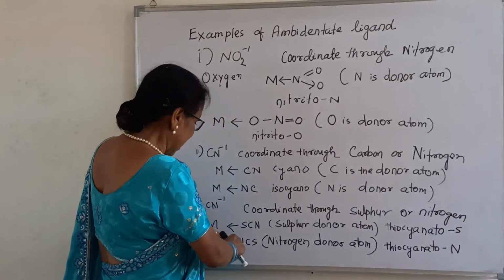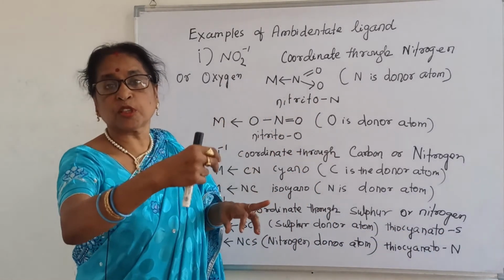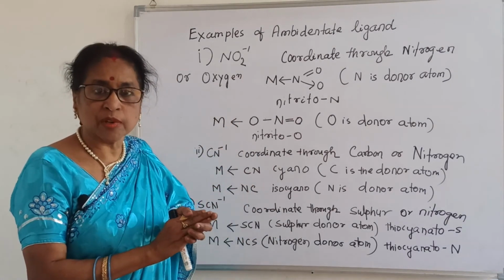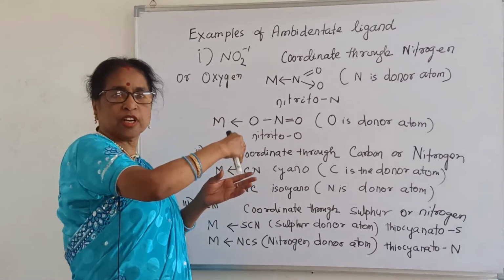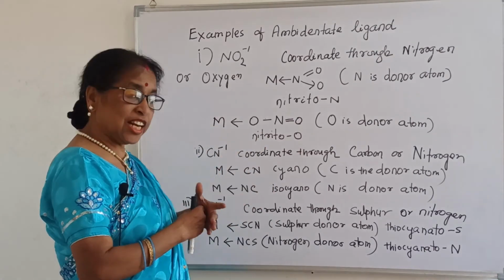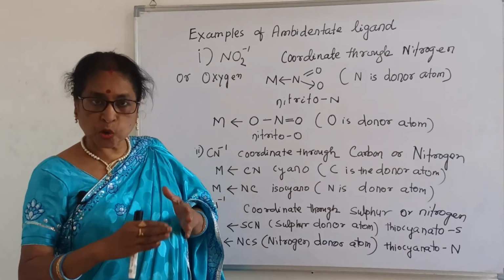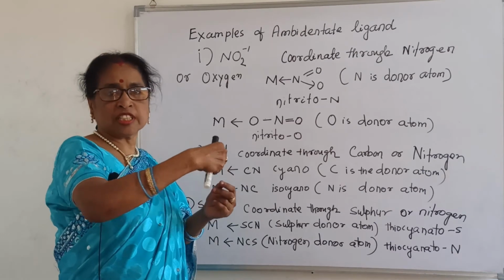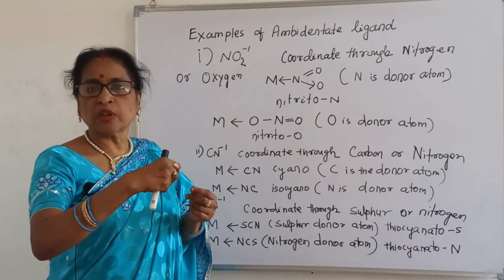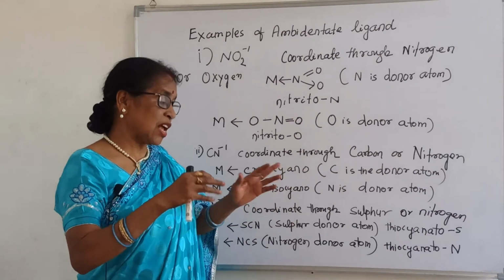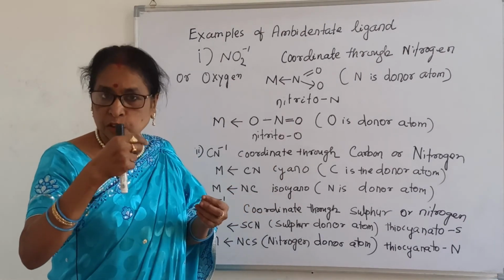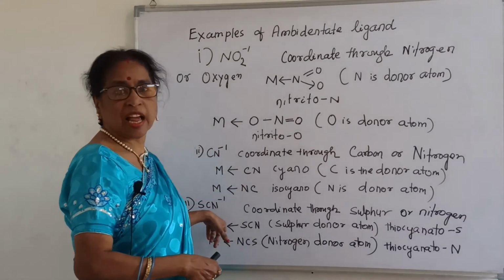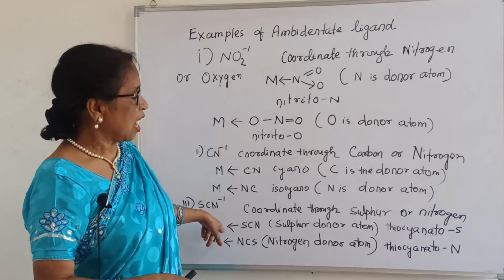And here NCS, then N is bound to the central metal atom. Then nitrogen is the donor atom. Nitrogen gives an electron pair to the central metal atom. What is the name? Thiocyanato N. What is N? N is towards the central metal ion, that means N is the donor atom. And thiocyanato S means S is the donor atom, and S will give an electron pair towards the central metal atom. Are you clear?